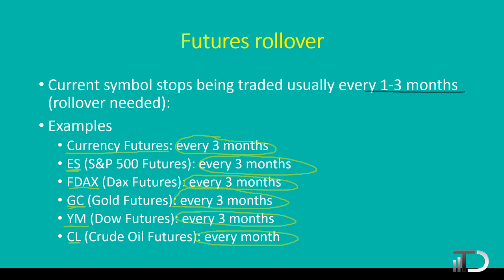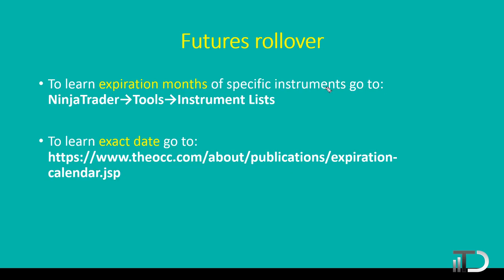Those were just examples. There are many futures symbols and futures instruments that you can trade. It's not always 3 months. Sometimes it's 1 month, sometimes it's 2 months, but it's always the same for the same instrument. So it will always be, for example, 3 months for currency futures. All right? And now I'm going to show you how to learn the expiration months of the specific instruments that you want to trade.